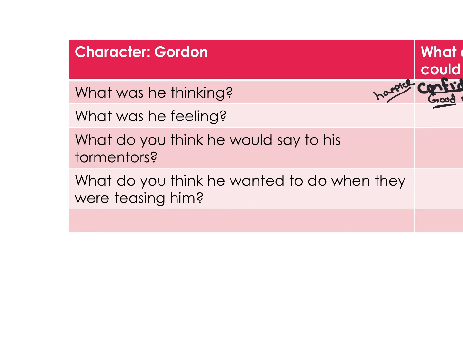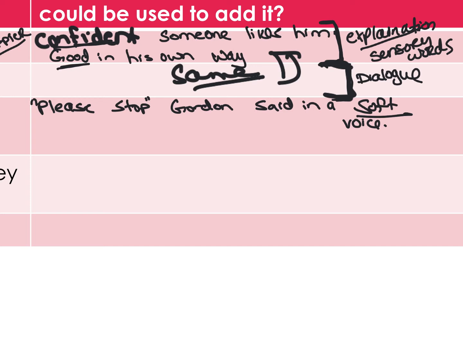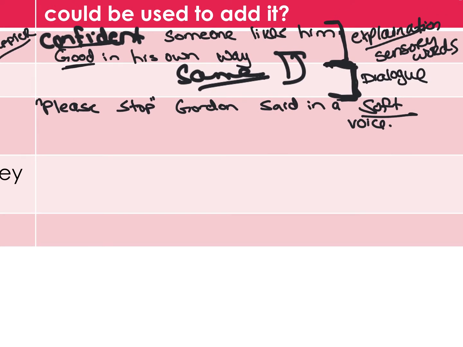What do you think he would say to his tormentors? Because one of them just walked past the desk. What is something Gordon might say to them? Definitely, please stop. When you do that in your tagline, it's really important that you use the description word, loud voice, soft voice, strong voice, because that's where you're going to show that you understand the story, using that description word. Can you think of anything else Gordon might say to one of his tormentors as he comes through?